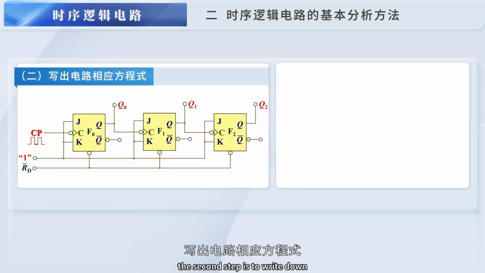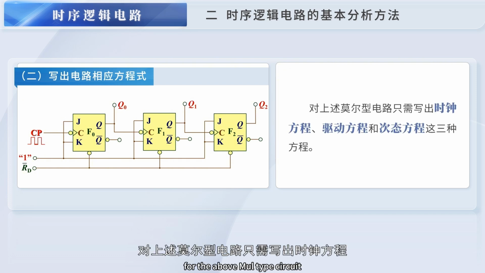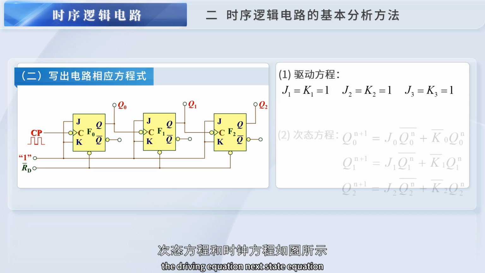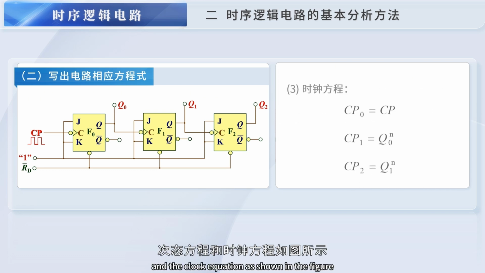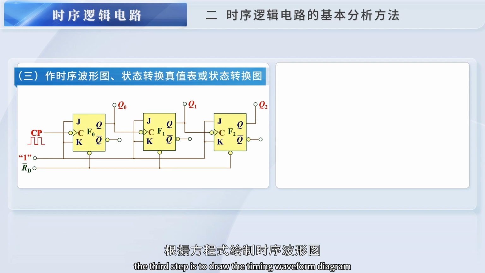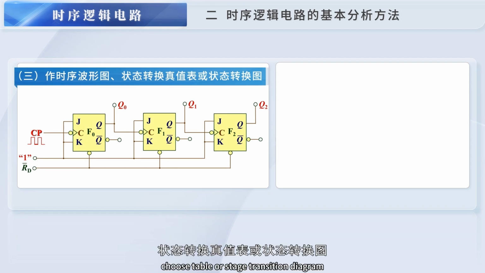The second step is to write down the corresponding equations. For the above Moore type circuit, we only need to write the clock equation, the driving equation, and the next state equation, as shown in the figure. The third step is to draw the timing waveform diagram, the state transition truth table, or the state transition diagram.